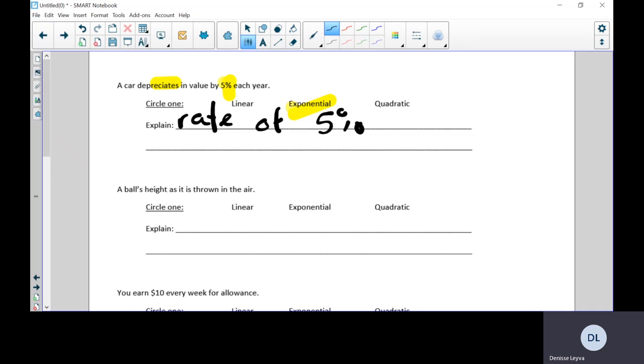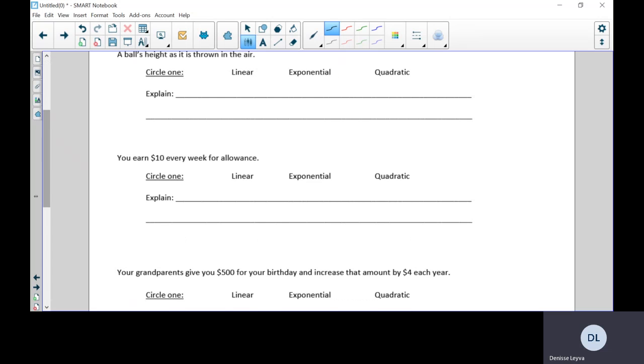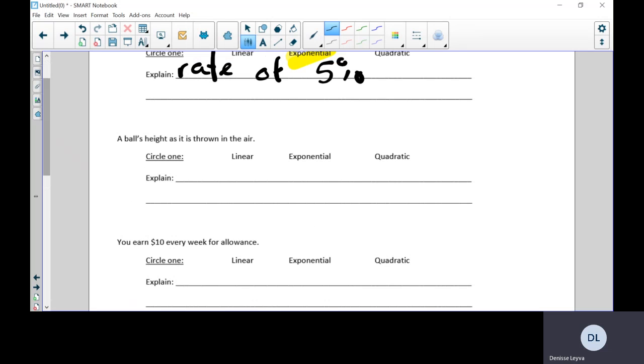If we move on to the second question, it says a ball's height as it is thrown in the air. So same thing goes here. If we are talking about a ball being thrown into the air, that ball is going to go up and then it's going to go down. Notice how it makes a quadratic function. And then for the explanation, it's simply: ball goes up.